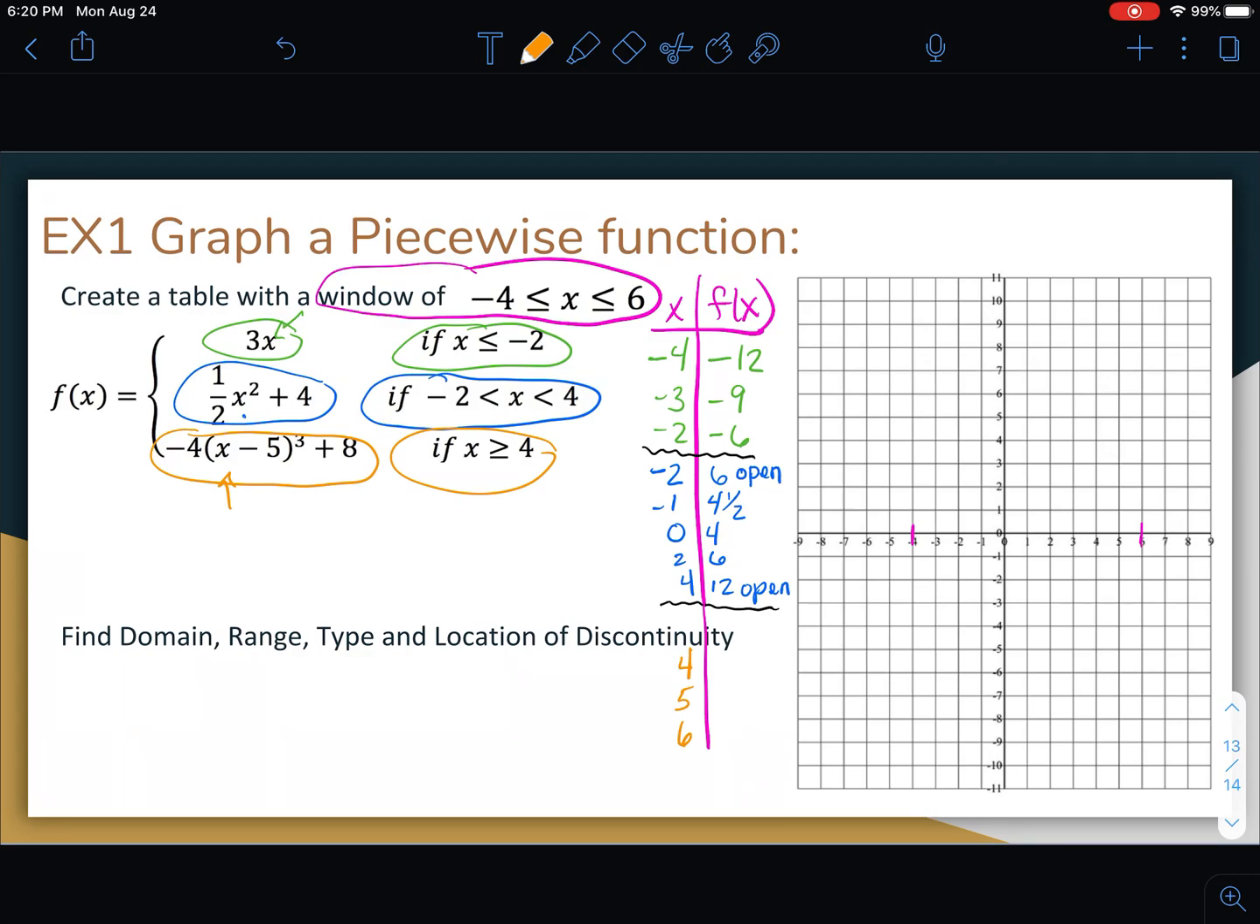So if I put the 4 in, I get -1 cubed is -1. That's 4. That's 12. When I plug in 5, I get 0. That's a nice one, so I just get 8. And when I plug in 6, I get 4.